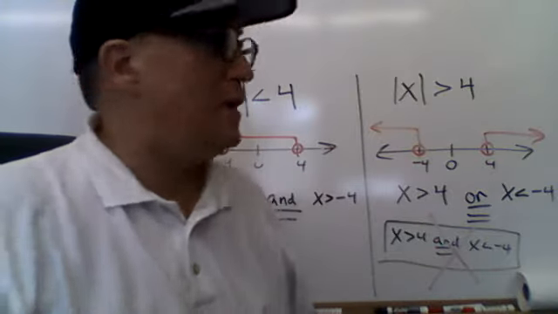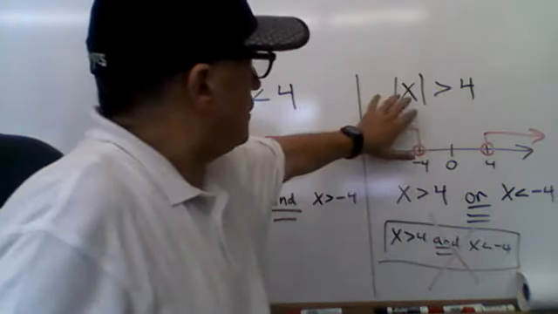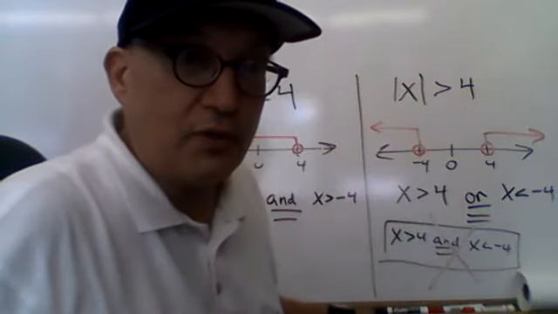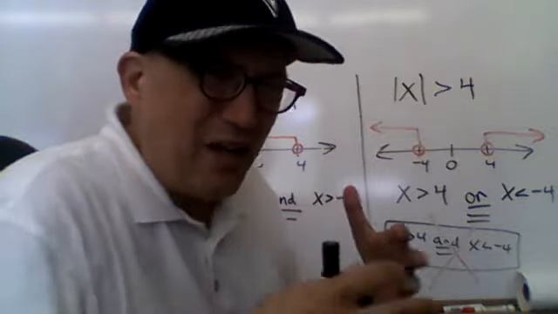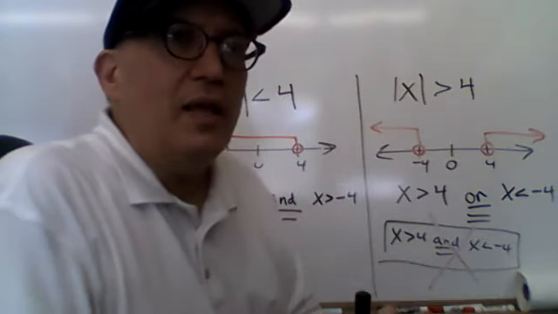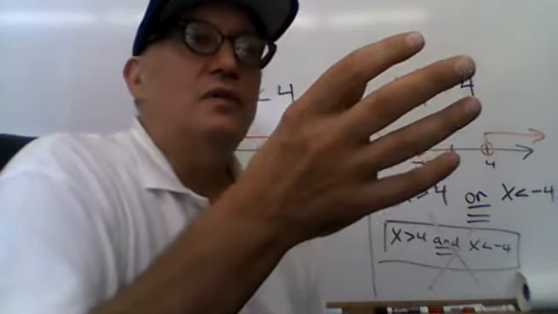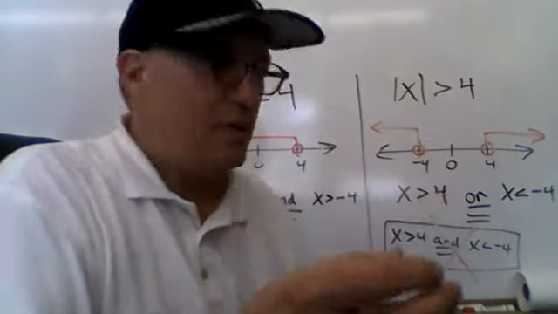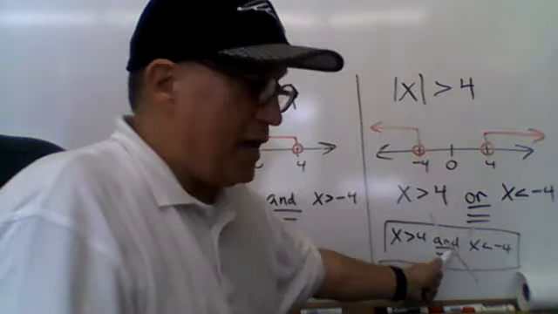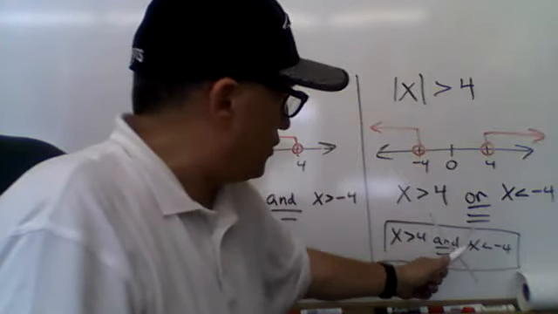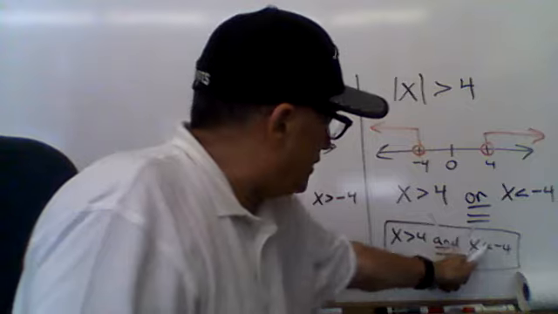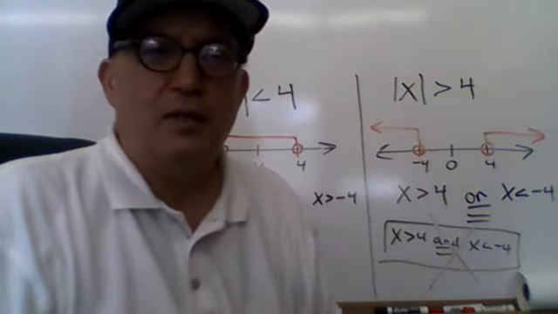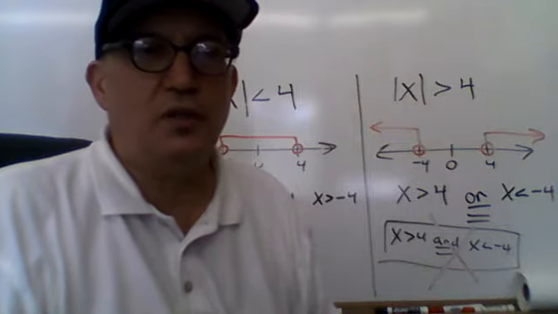Even though in our everyday speech we might say, well, the solution to this includes the numbers that are greater than 4 and it includes the numbers that are less than -4. Now, saying it that way, I guess, is not wrong, but if you put those two together, X is greater than 4 and X is less than -4, there are no numbers that satisfy both of those conditions. It's really an or. So you'll get used to this.